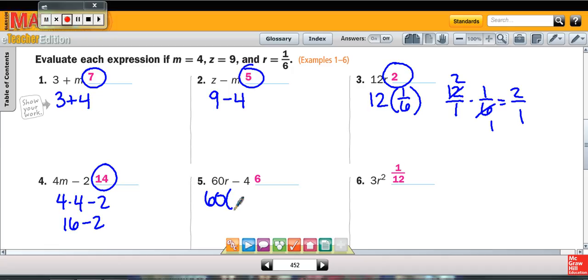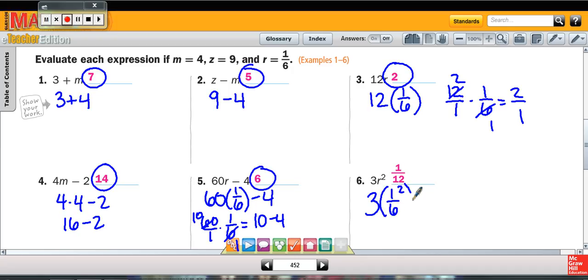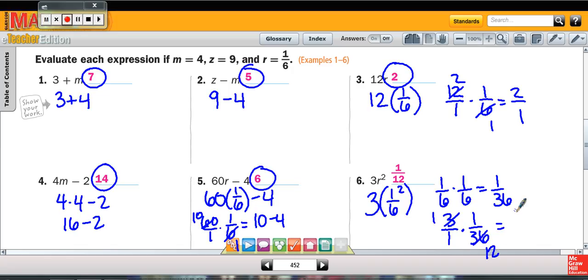60 times r, which is 1/6, minus 4. Well, 60 over 1 times 1 over 6, cross cancel, would give me 10 minus 4, gives me 6. And then 3 times r squared. So r is 1/6 squared. So 1/6 times 1/6 gives me 1/36. And then I still need to take that times 3. So 3 over 1 times 1 over 36. Cross cancel, I get 1 and 12, which would just give me the 1/12, which you see here.